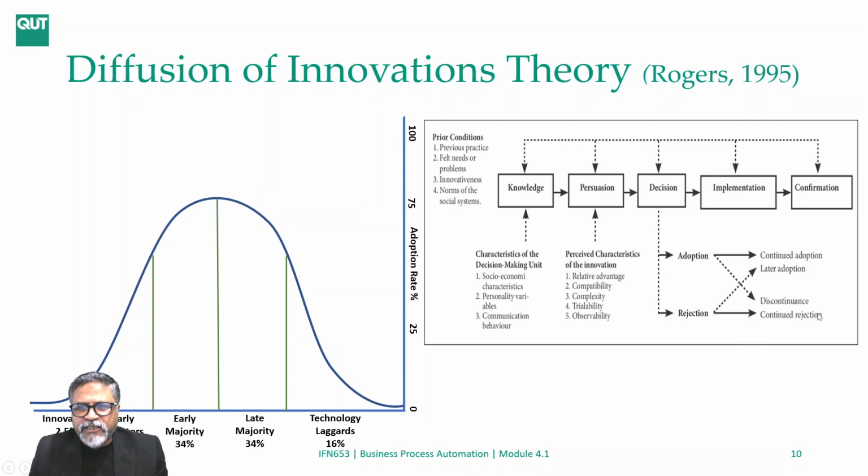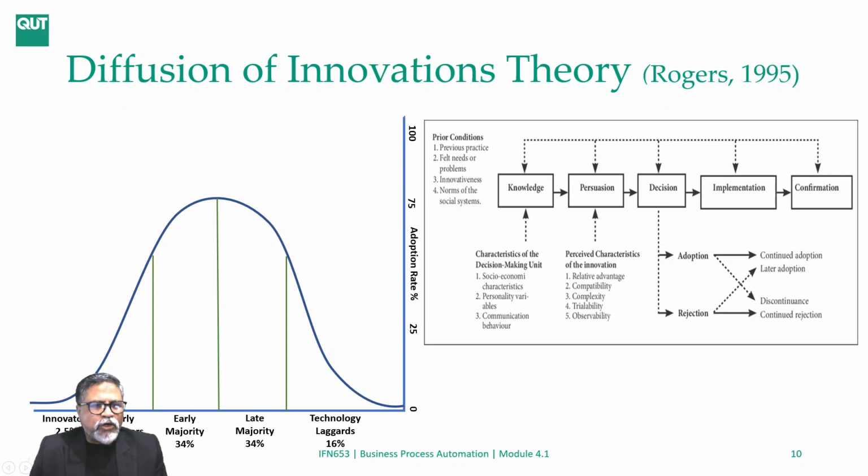And continued rejection. And of course, there are possibilities that some people will adopt, and based on the experience, they might discontinue, and some people who rejected might later become late adopters, right? And that, of course, will result in these five categories.